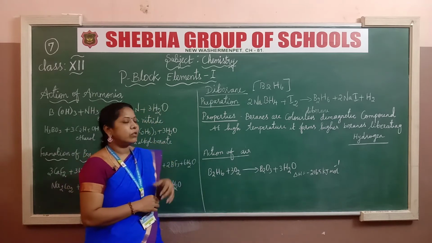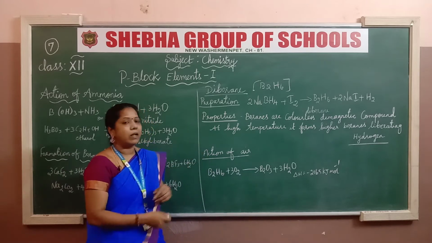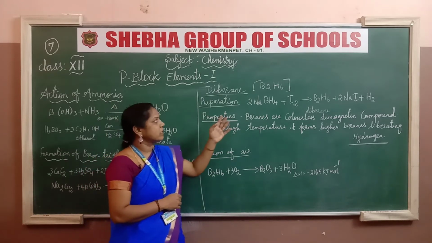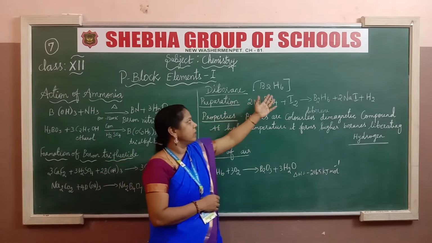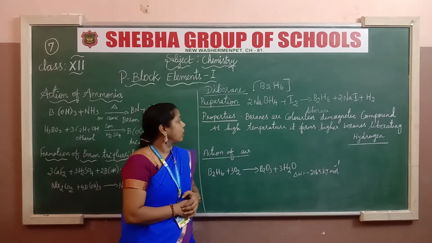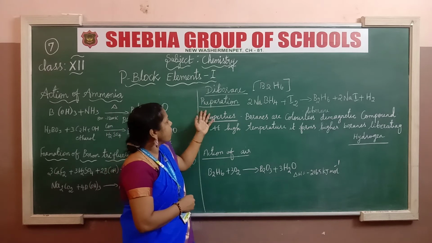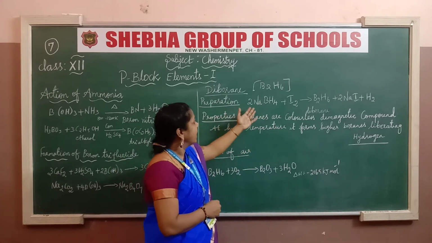Now we have to learn about boric acid. Now we have to go for diborane. In this, the chemical formula is B2H6: 2 atoms of boron and 6 atoms of hydrogen. So B2H6 is diborane. And for the preparation of diborane, we have to go for the equation.